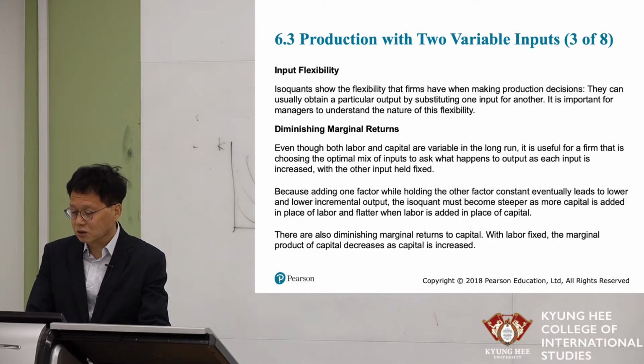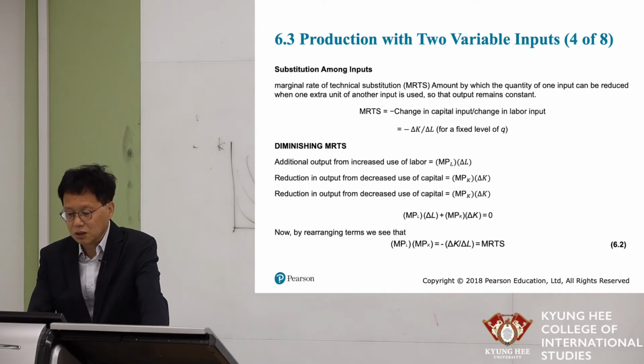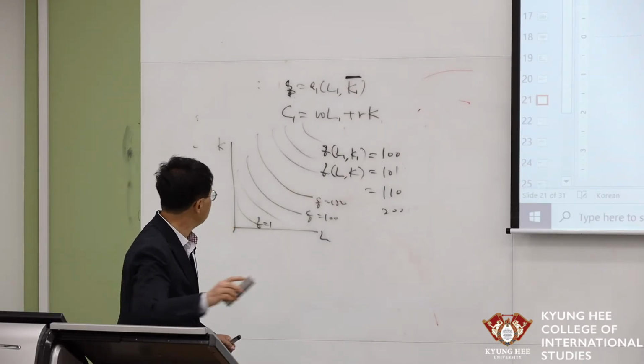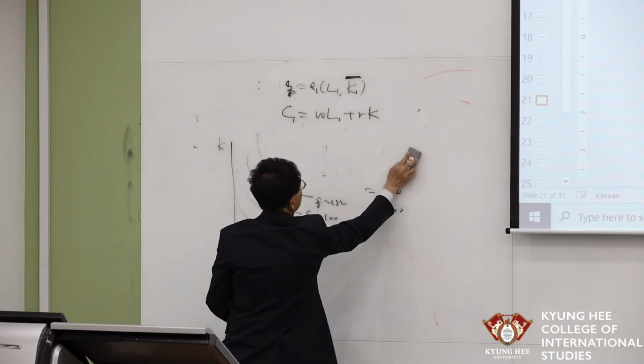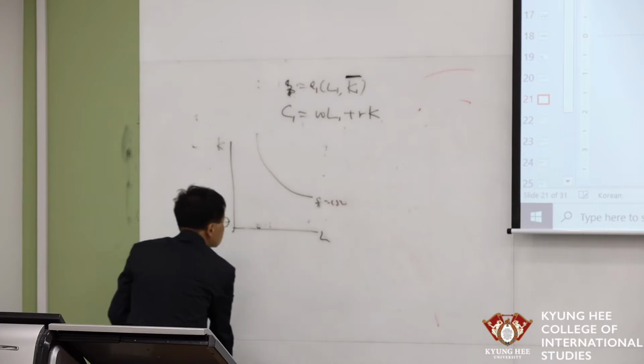The isoquant must become steeper as more capital is added in place of labor, and flatter when labor is added in place of capital. There are also diminishing marginal returns to capital. Okay? So what's the meaning of this? I'd like to explain using this one graph. So the idea is perfectly the same, right?